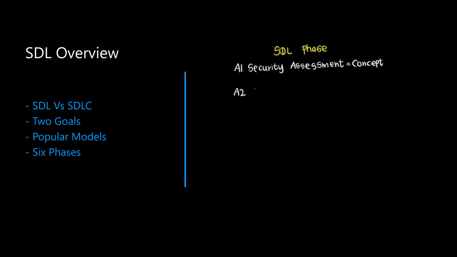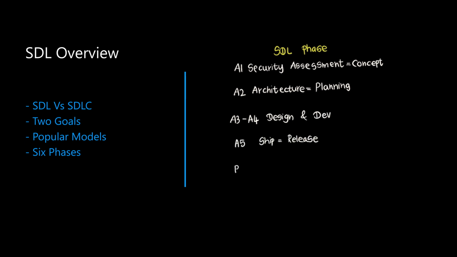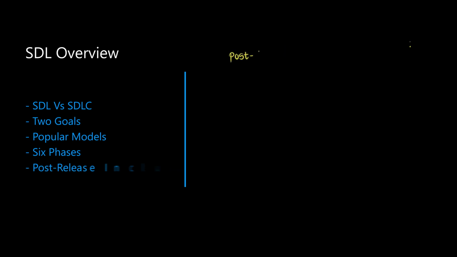Phase A1 is security assessment, mapping to concept. Phase A2 is architecture, mapping to planning. Phases A3 and A4 cover design and development. Phase A5 is ship, mapping to release and launch. Post-release support activities map to the support and sustain phase. What makes this model different from some others is that it includes post-release support activities.